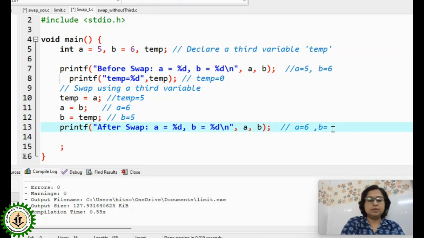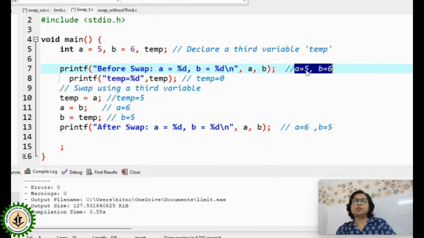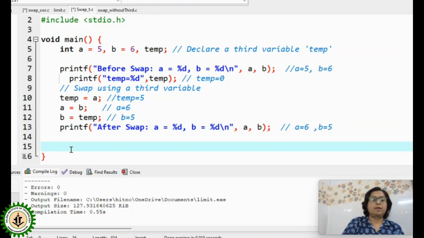So you see, at line number 7, before the swap, A was 5 and B was 6. But after the swap, A is 6 and B is 5. So this should be the expected result. Now let us check it.